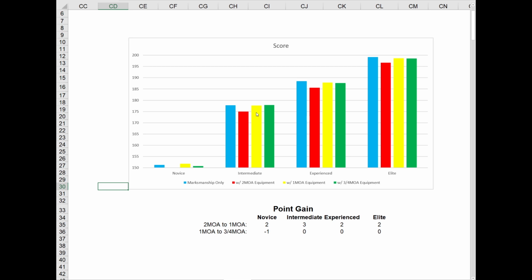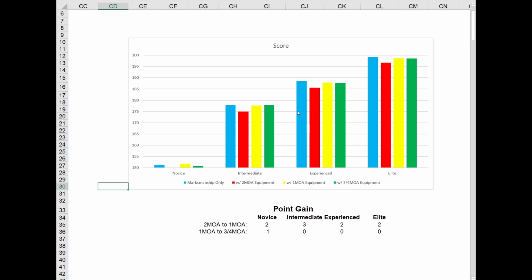But with the 1 minute of angle equipment, that scores a 178. Their marksmanship scores a 178. So they've got the same score. And the same thing with the 3/4 minute of angle equipment. So this intermediate shooter will shoot the same score on average with 1 minute of angle equipment and 3/4 minute of angle equipment as they would with their marksmanship. So all you can really ask of your equipment is to help you deliver the kind of performance that you normally would with your marksmanship skills. And in this case, it does.